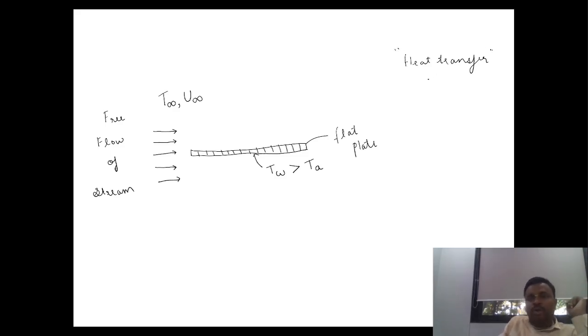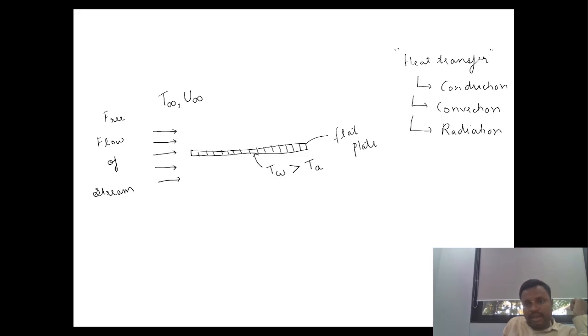Everyone knows that there are three modes of heat transfer: one is conduction, another one is convection, and third one is radiation. Now among these three, what is the mode of heat transfer, what is the mechanism of transfer of heat through this flat plate, we need to understand. One important concept here we will be learning, which we have not covered in our third year engineering heat transfer, that we will be seeing here in computational fluid dynamics.